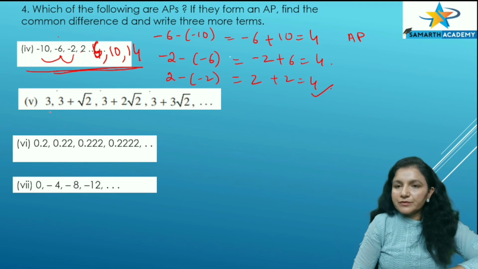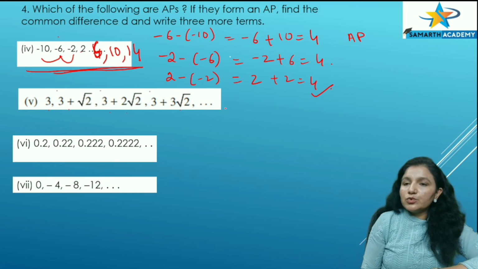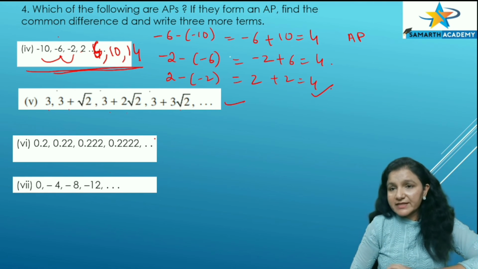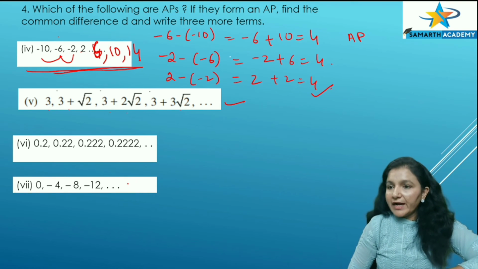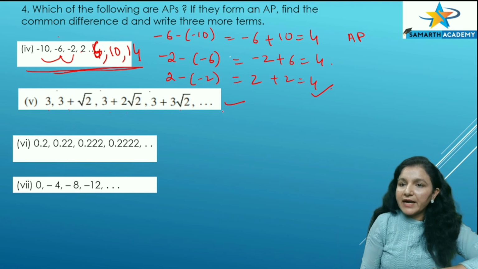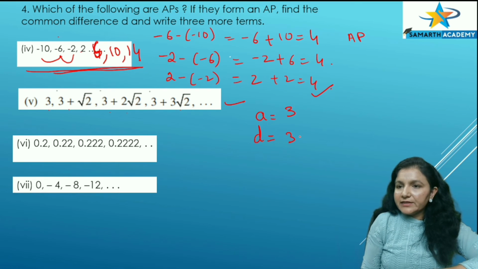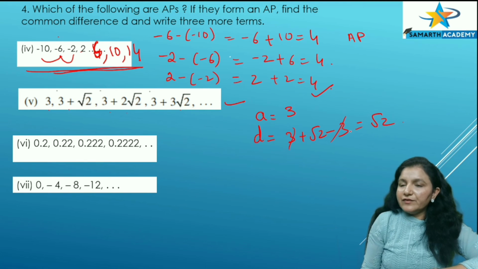Okay. So question 5th. 3 plus root 2, 3 plus 2 root 2, 3 plus 3 root 2 and so on. If I see the question itself, I can see that root 2 is added every time. Therefore, it is an AP with common difference root 2. And how do I get the next three terms? By adding root 2. Let me write over here to make it simpler for you. A is equal to 3. And how do we obtain D? D is second term minus the first term, which is root 2. And we can see that every term is having a common difference, that is root 2. Therefore, it is an AP.